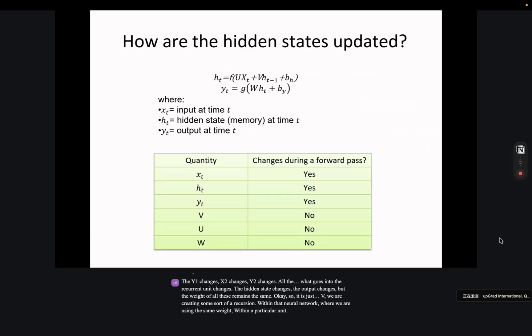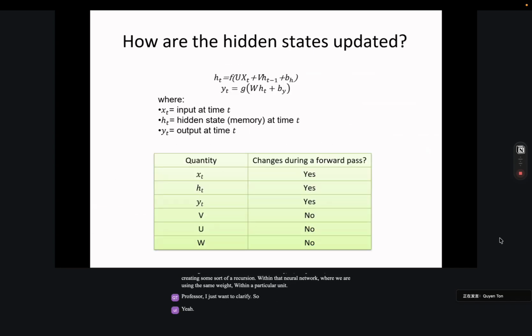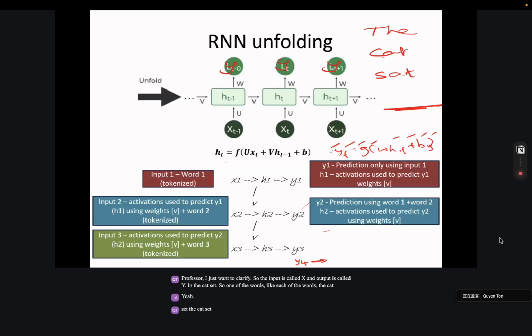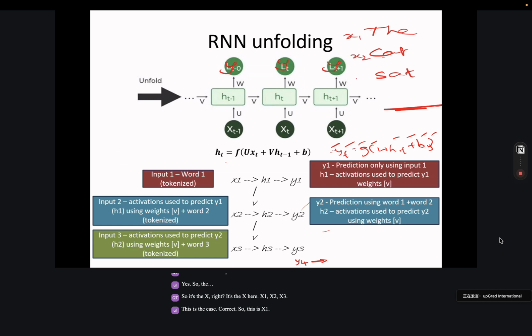Professor, I just want to clarify. So the input is called X and output is called Y. In the cat sat, each of the words are inputs. Yes. So it's the X, right? It's the X here, this is X1, X2, X3. Correct. So this is X1, this is X2, this is X3. Yes, and the blank is the Y. Oh yeah, so it won't be Y4 actually. Sorry. So the Y4 will be the next token.